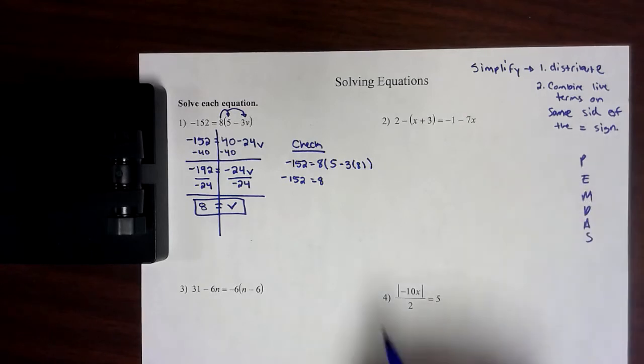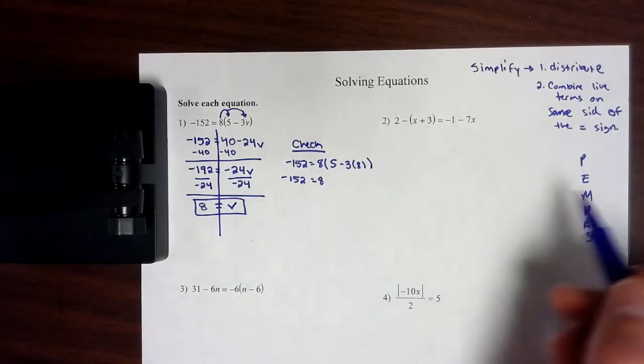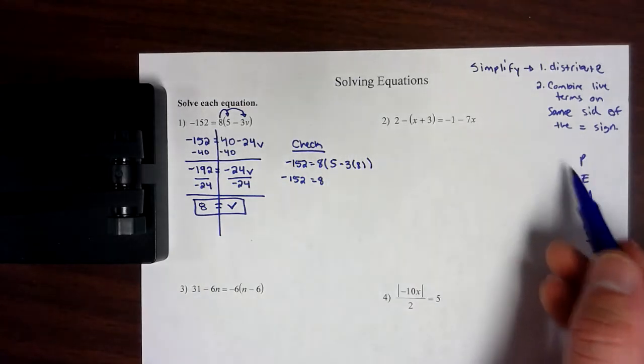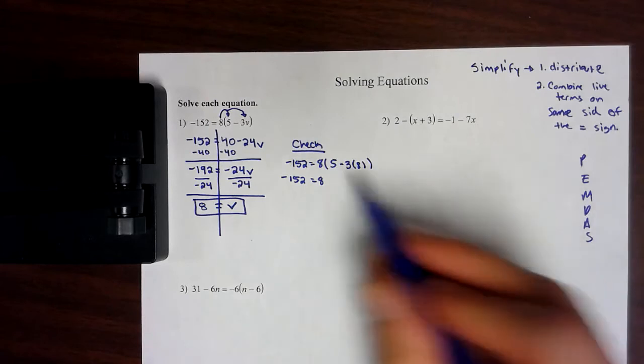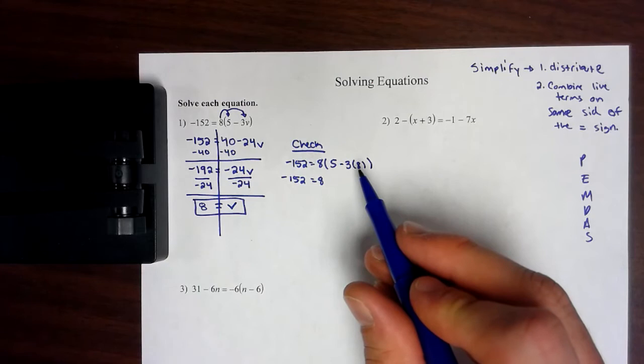PEMDAS. Parentheses come first. Well, we have a big set of parentheses right here, so I want to simplify inside there. Once we're inside the parentheses, this whole thing starts over. So we check again. Do we have another set of parentheses? Well, kind of with that 8, but there's nothing to simplify there.